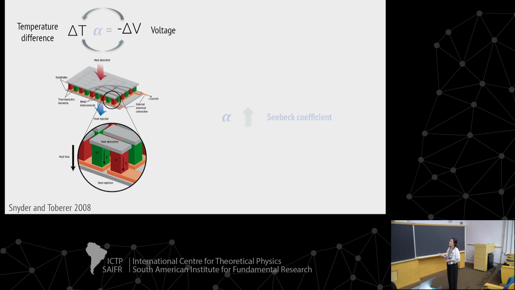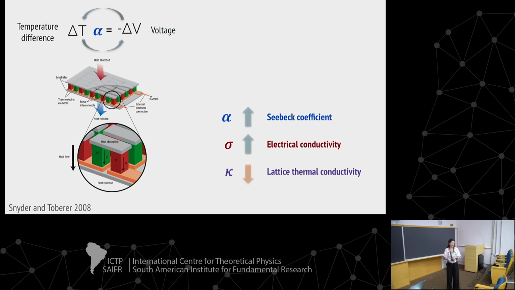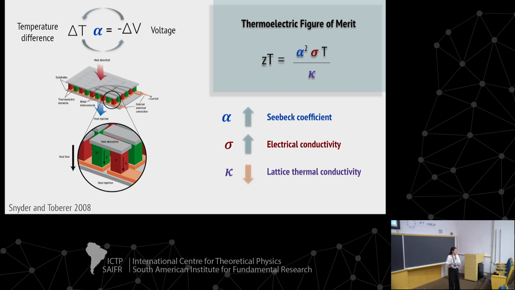Some of the properties that are of interest for us are the Seebeck coefficient, which is basically the proportionality constant between delta T and delta V. We want materials with high Seebeck, so a small delta T can generate a large delta V in principle. We are also interested in materials with high electrical conductivity and low lattice thermal conductivity. When you combine all of these properties, we define the thermoelectric figure of merit, ZT. We are looking for materials with high ZT, and by high, I mean something in the range of 0.6, 0.7, which is the range for the best thermoelectrics nowadays.